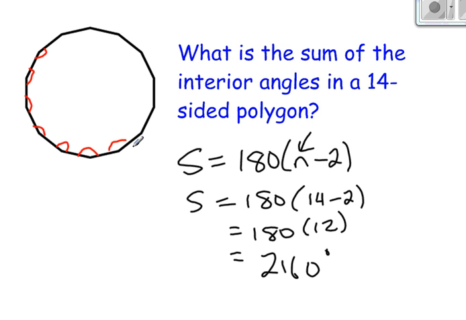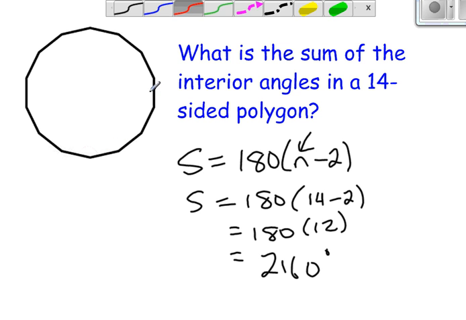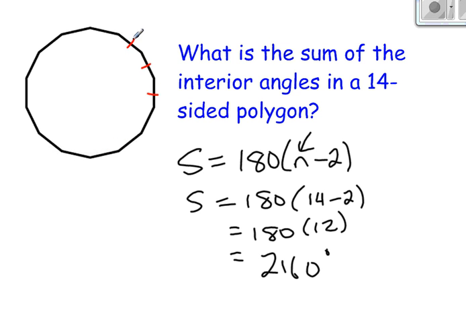So let's go back to this diagram here, because this diagram actually is a regular polygon. And again, that means that each of these sides is exactly the same length, and therefore each of these angles is exactly the same measurement. And the question is, what is the measure of each of these angles? Well, we already know that the sum of the angles is 2,160, and we know that there would be 14 of these angles because it's a 14-sided shape.